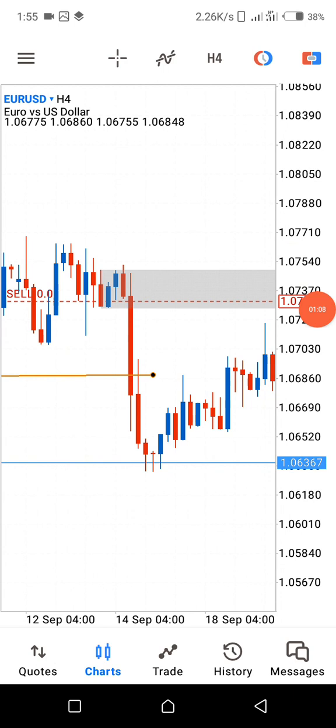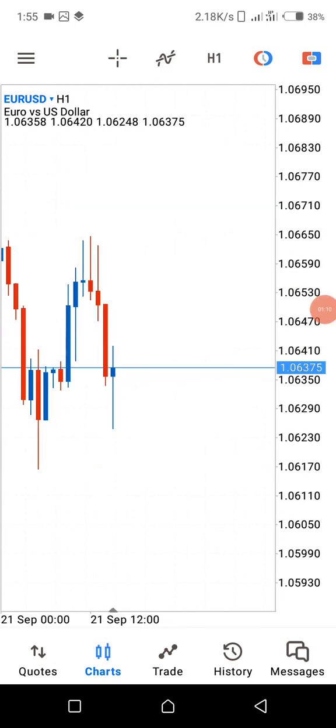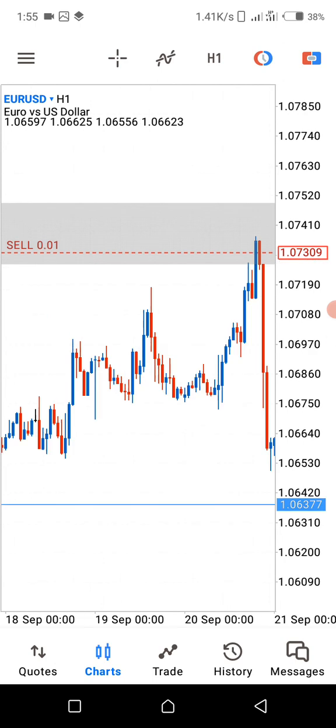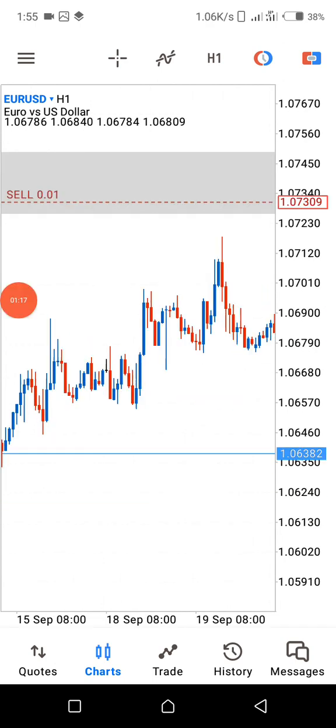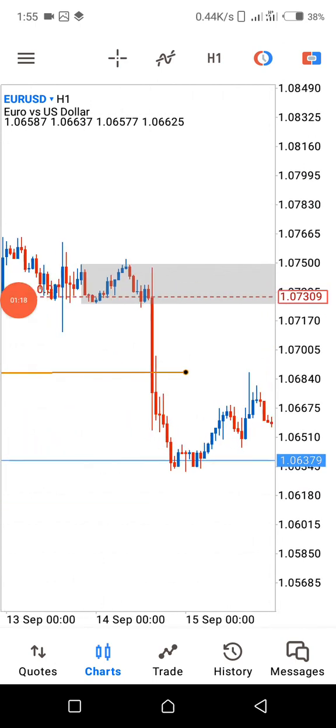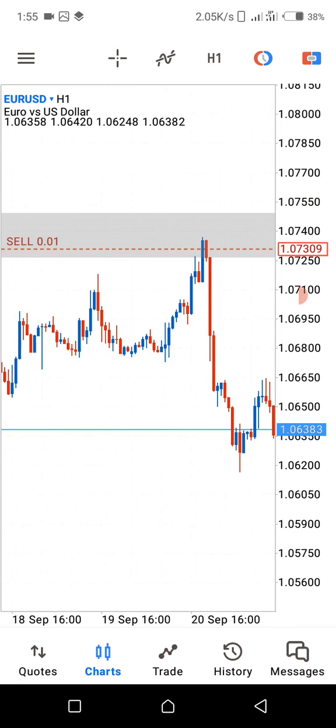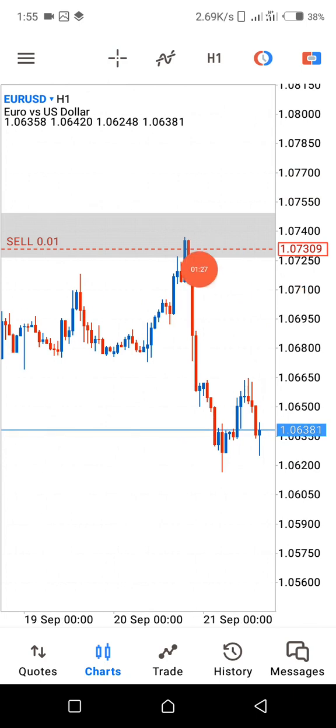Going down to H1, I might as well zoom out a little bit so that you can see. So now this whole area is a zone. So immediately the market tapped into the zone, we activated the sell limit, and the market went down.